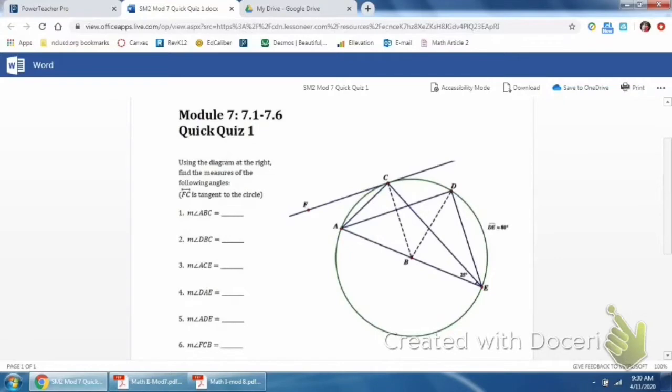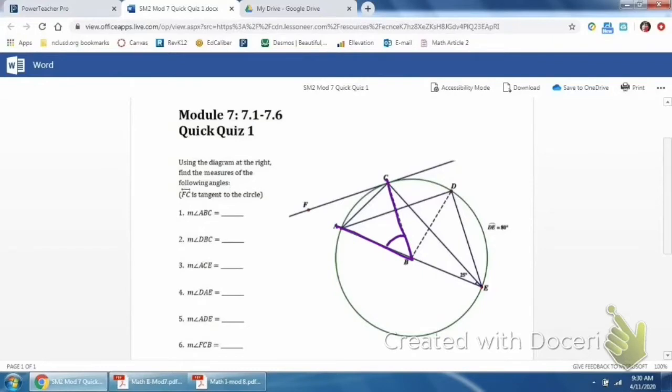Okay, so first one asks us for the measure of angle ABC. The first thing that I always do in my head usually, but on this it's kind of nice, I can actually draw it and erase it. So first I need to know which angle I'm looking for. Okay, so ABC means that angle right there.